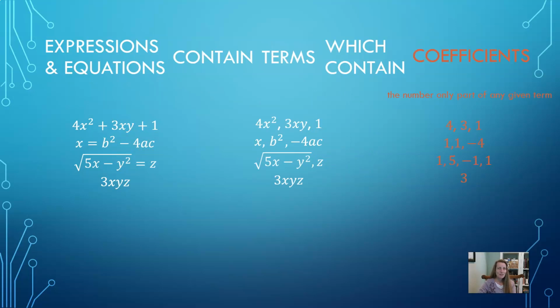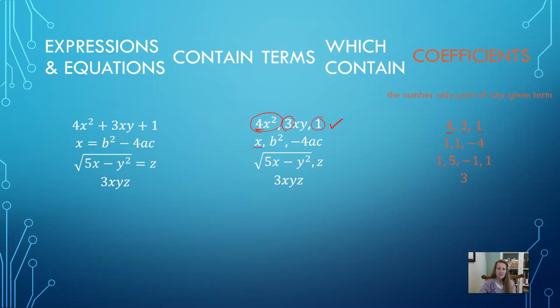Now, let's look at the expressions and equations. They contain terms, and the terms contain coefficients. See these numbers 4, 3, and 1? Well, let's investigate from our terms. Our term is 4x squared. The coefficient is simply the number in front. That's where the 4 came from. There's a 3 here and a 1 here.